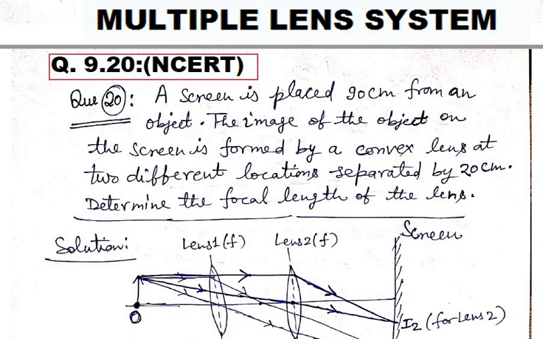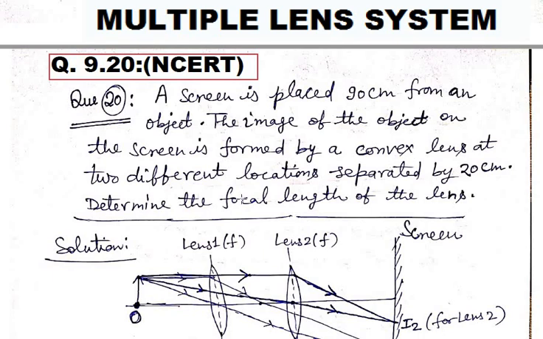In this session, we are going to discuss the topic multiple lens system, and here we will discuss a question of NCERT, that is question number 20, which is based on the multiple lens system and displacement method. Question number 20 of NCERT is: a screen is placed 90 centimeter from an object, that is, the distance between the screen, that is image, and object is 90 centimeter.